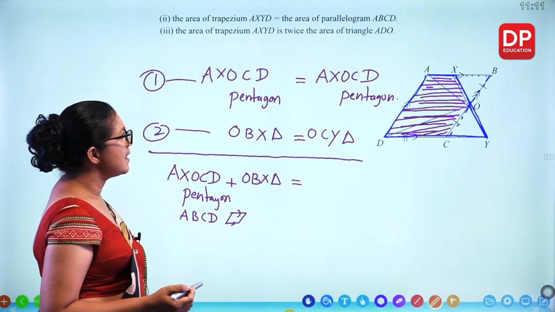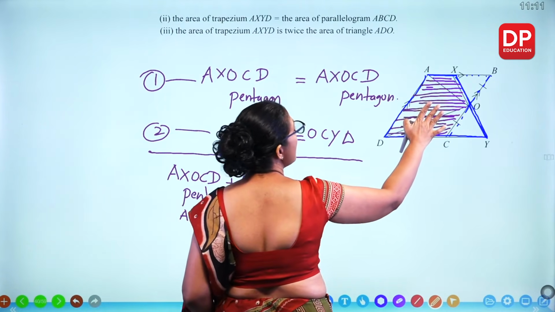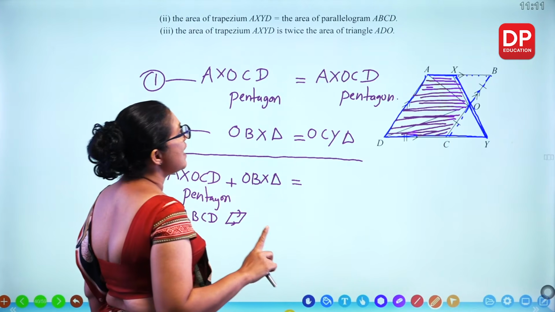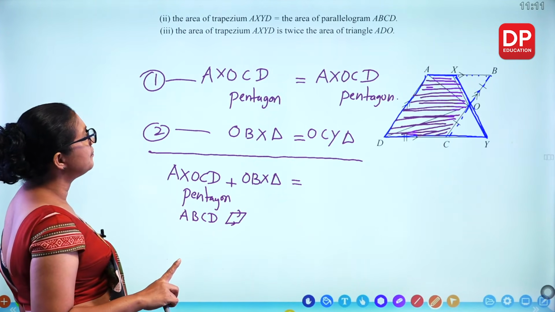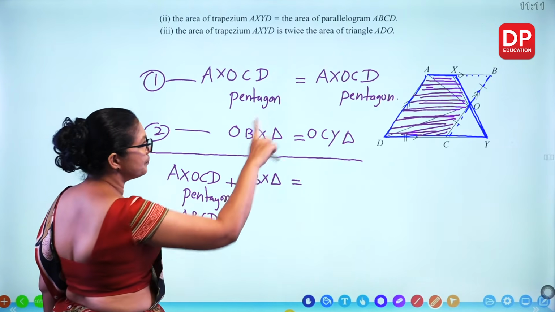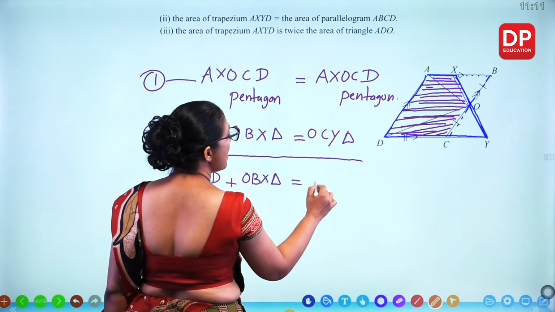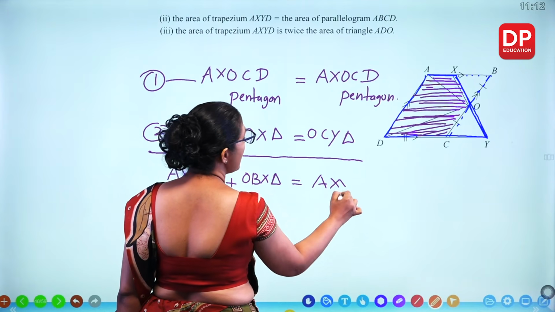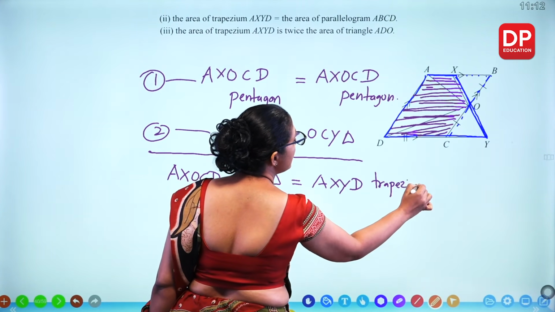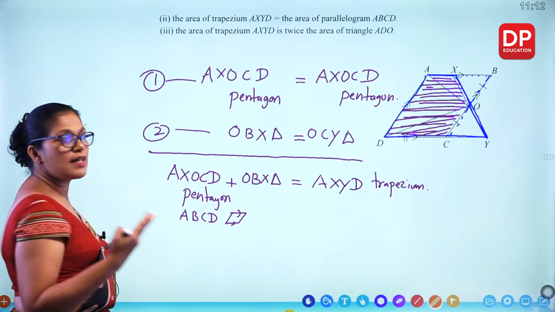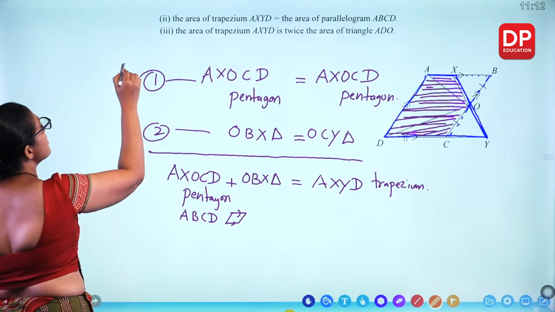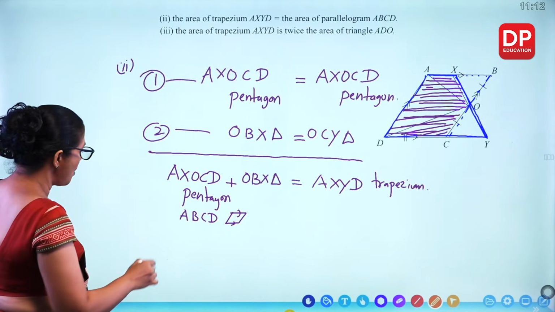What about the other side? This one, and when I add this triangle, I am getting AXYD trapezium. So on the other side I am getting AXYD trapezium. So the areas are equal. I just added the two equations. So that's part 2. Part 3.